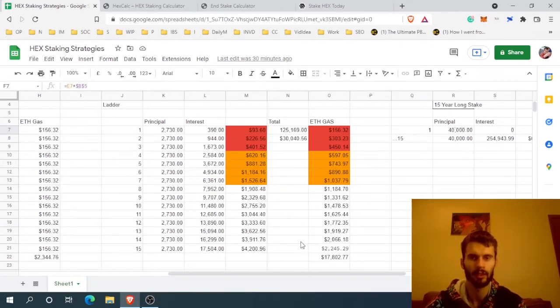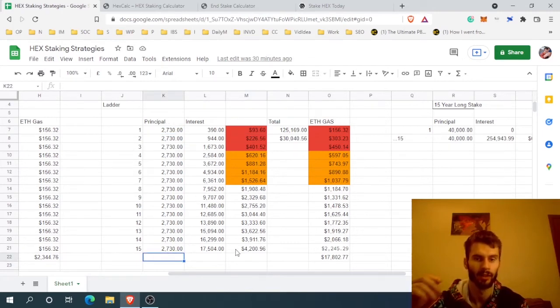Another thing that you can do with the Hex ladders is, you invest your principal and you get interest. Let's say you are profitable here and you have your principal, you get your interest, you take out your interest, and you stake your principal once more, now for 15 years again. And this way you would have a never-ending ladder of stakes.